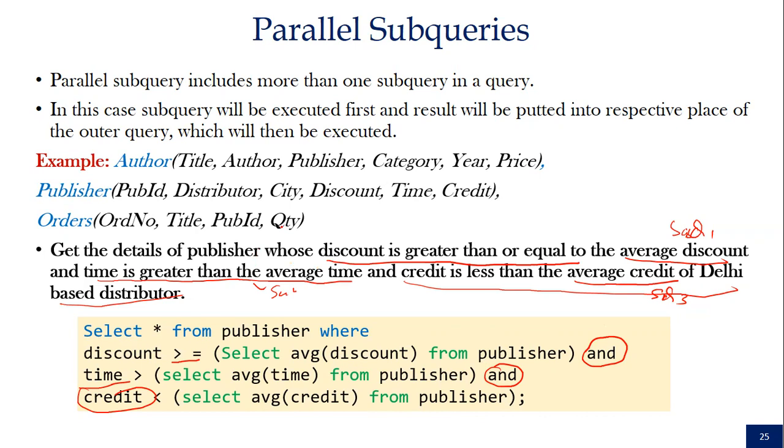Okay, if you are directly writing credit here, then according to that we have to also provide the city. So here where city equals to Delhi. This condition also needs to be written along with that. Okay, then the average credit will be computed. Then all these queries will be executed parallelly. So this kind of query we can assume as a parallel subquery.